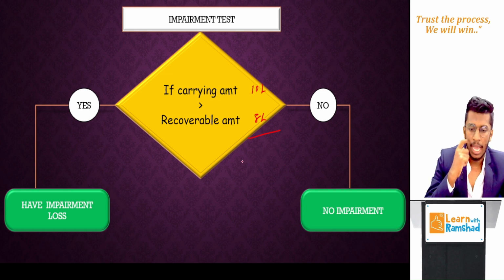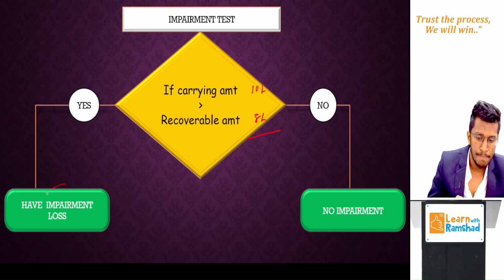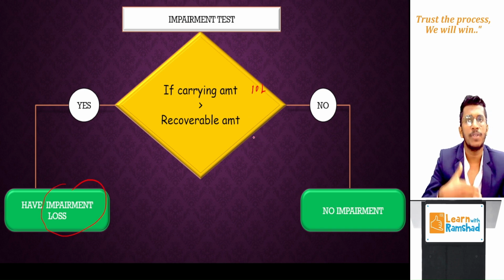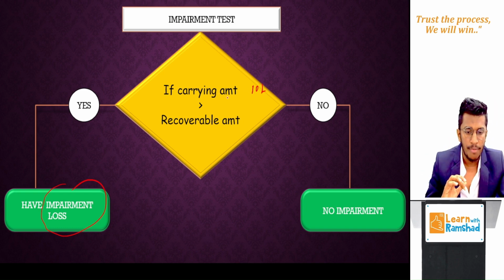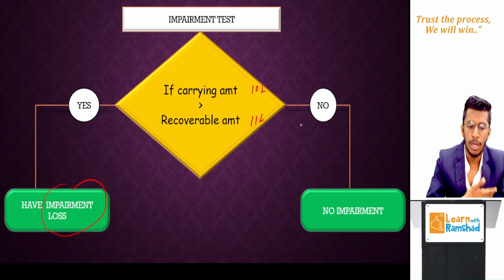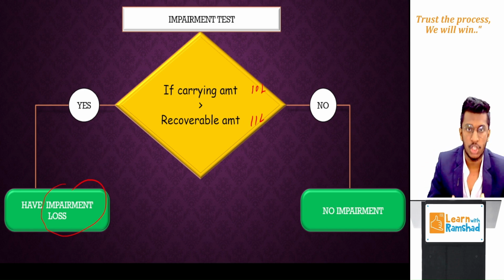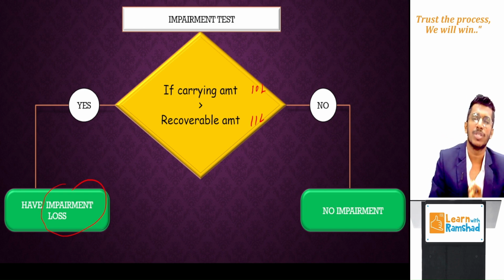So if carrying amount is more than recoverable amount, then there is an impairment loss. Otherwise, there is no impairment loss. That means even if there is an impairment indicator and you made a check and found that your recoverable amount is more than carrying amount, let's say 11 lakh, then there is no impairment loss. And remember, there is no concept of value appreciation. Here we only discuss value reduction. Once your carrying amount is greater than recoverable amount, that is called impairment loss.